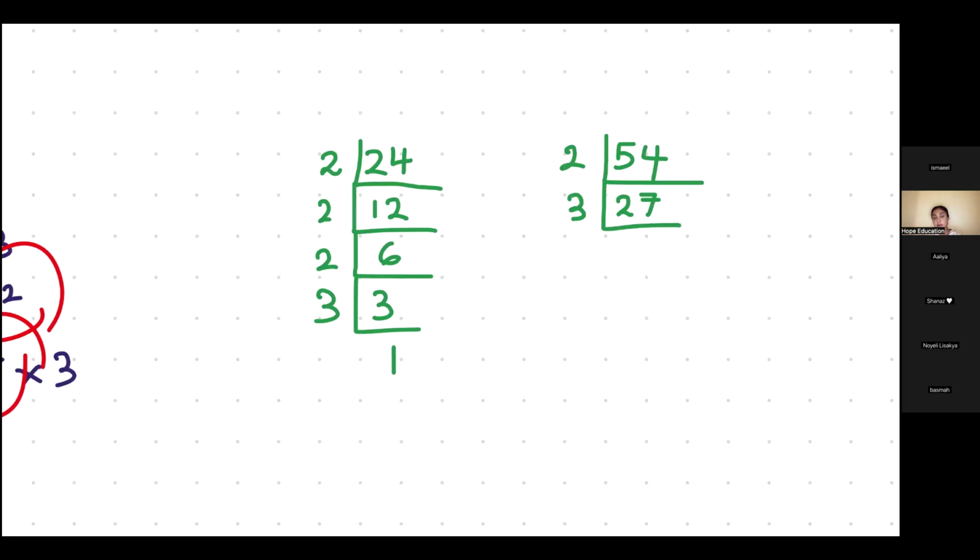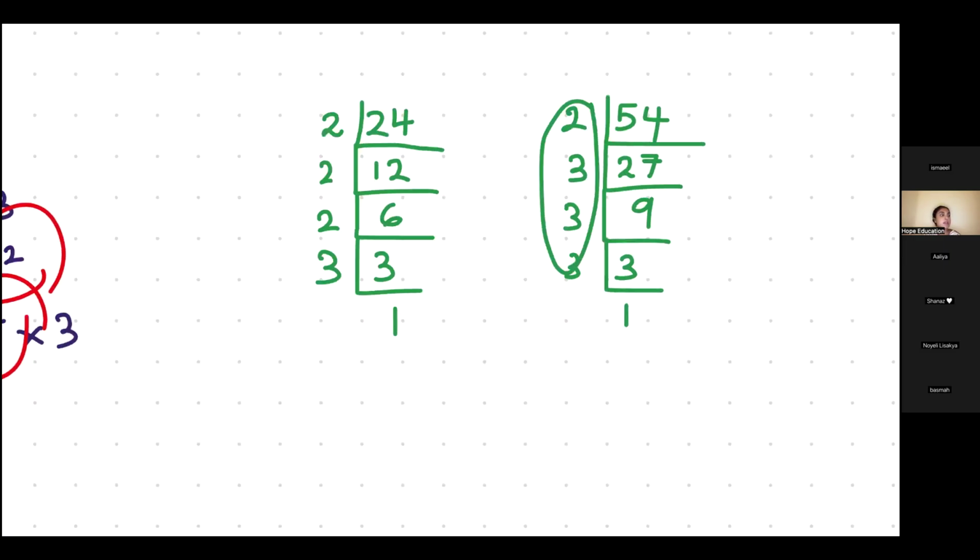27 can be divided by 3. So we get 9. 9 can also be divided by 3. We get the answer as 3. 3 also can be divided by 3. We get the answer as 1. So 54 we can write as 2 times 3 times 3 times 3.